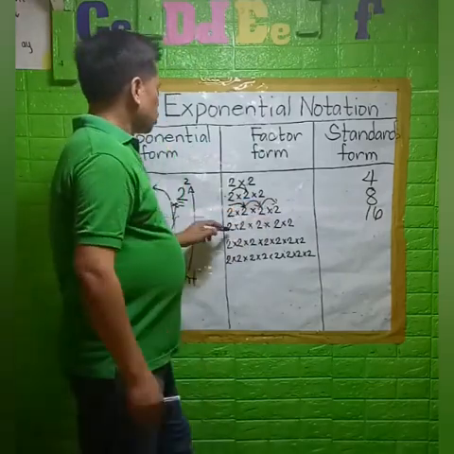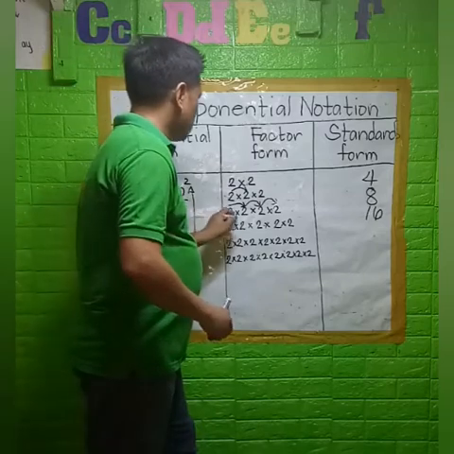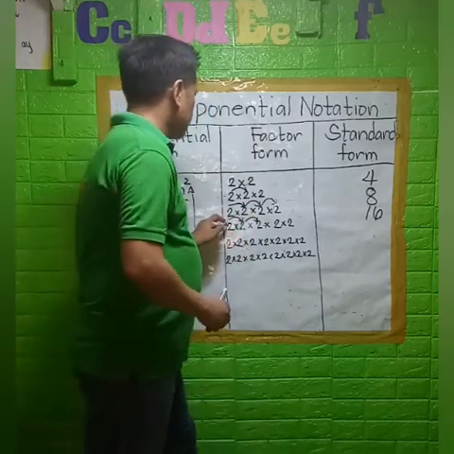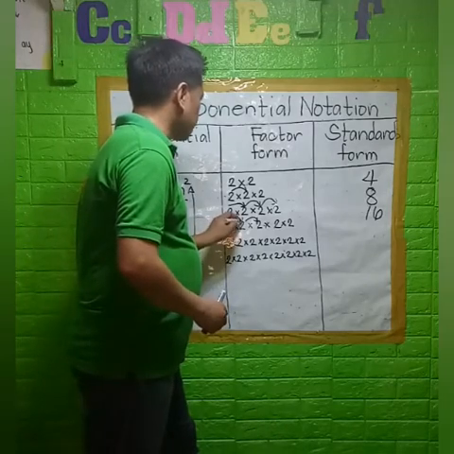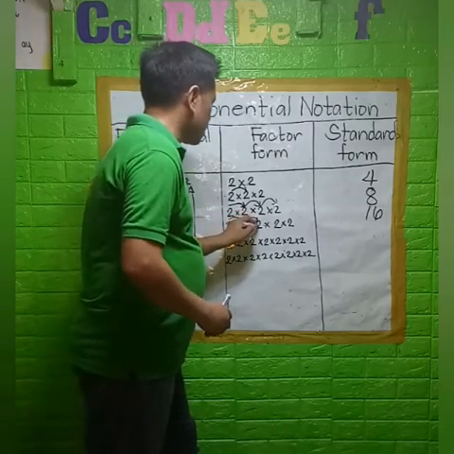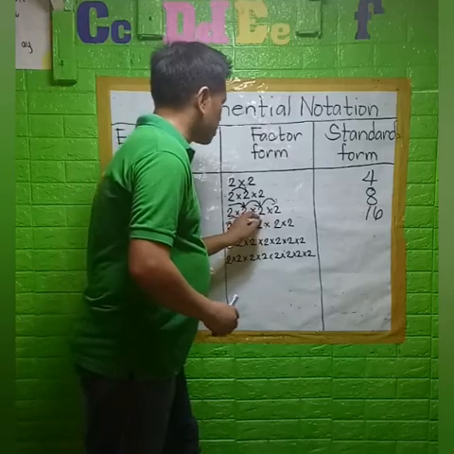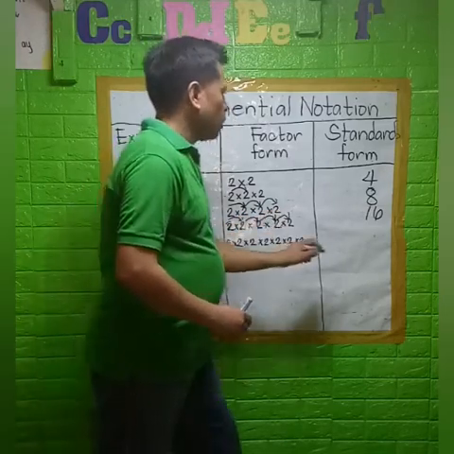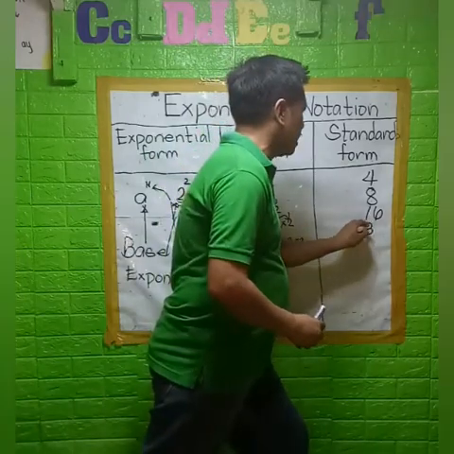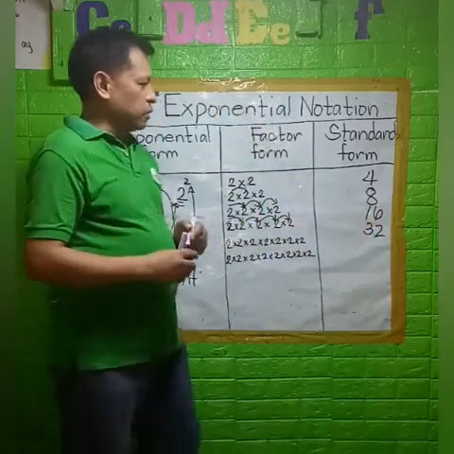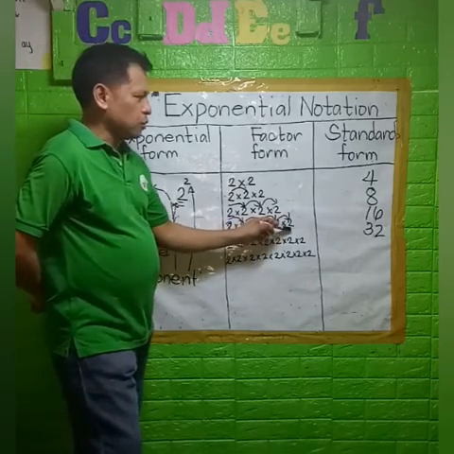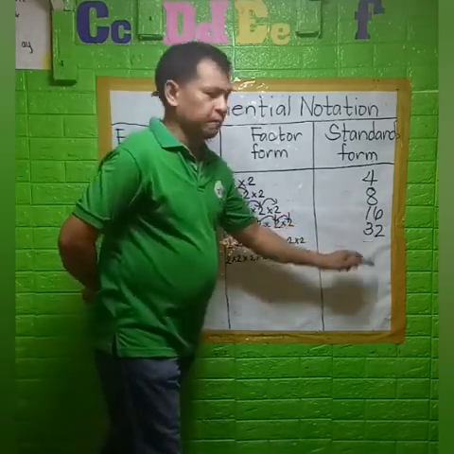Another one. 2 times 2, that is 4. Then 4 times 2, that is 8. Then 8 times 2, that is 16. Then 16 times 2, we will have 32. So that is the product of 2 times 2 times 2 times 2 times 2. That is what we call 32.